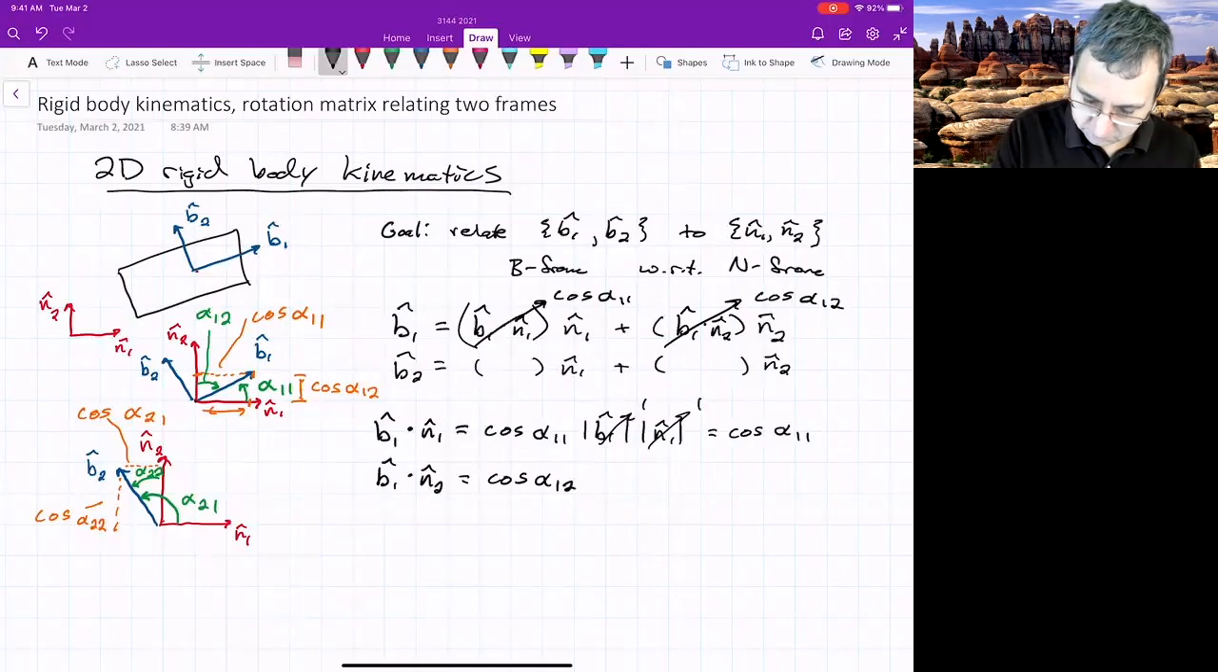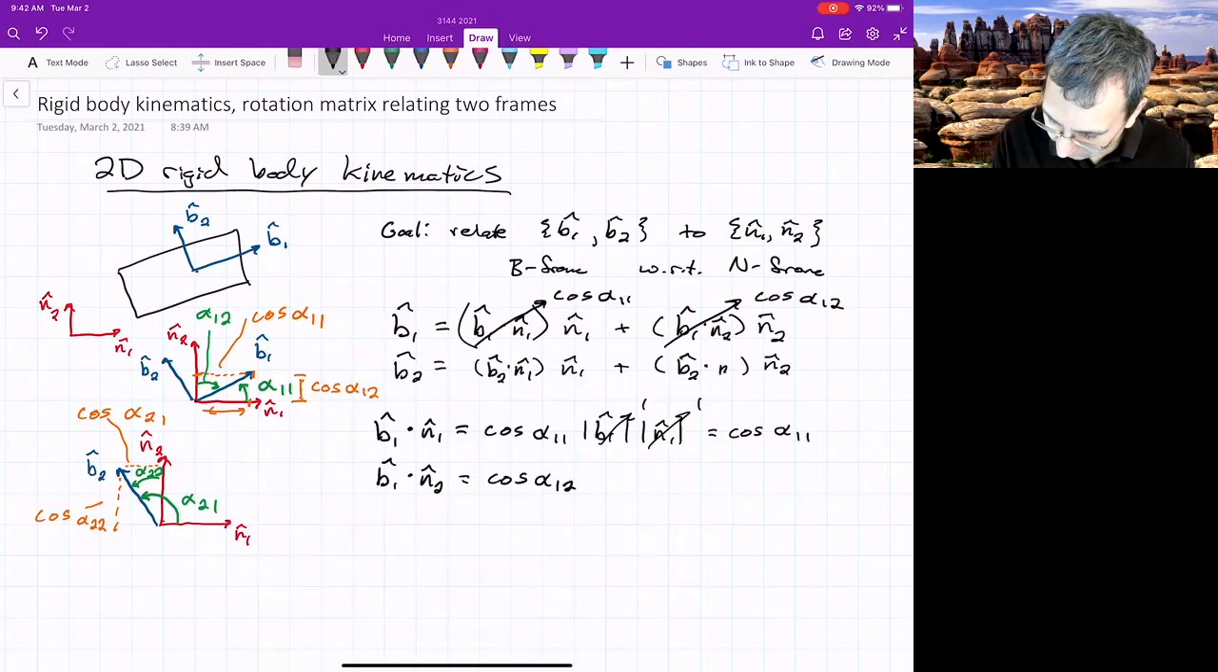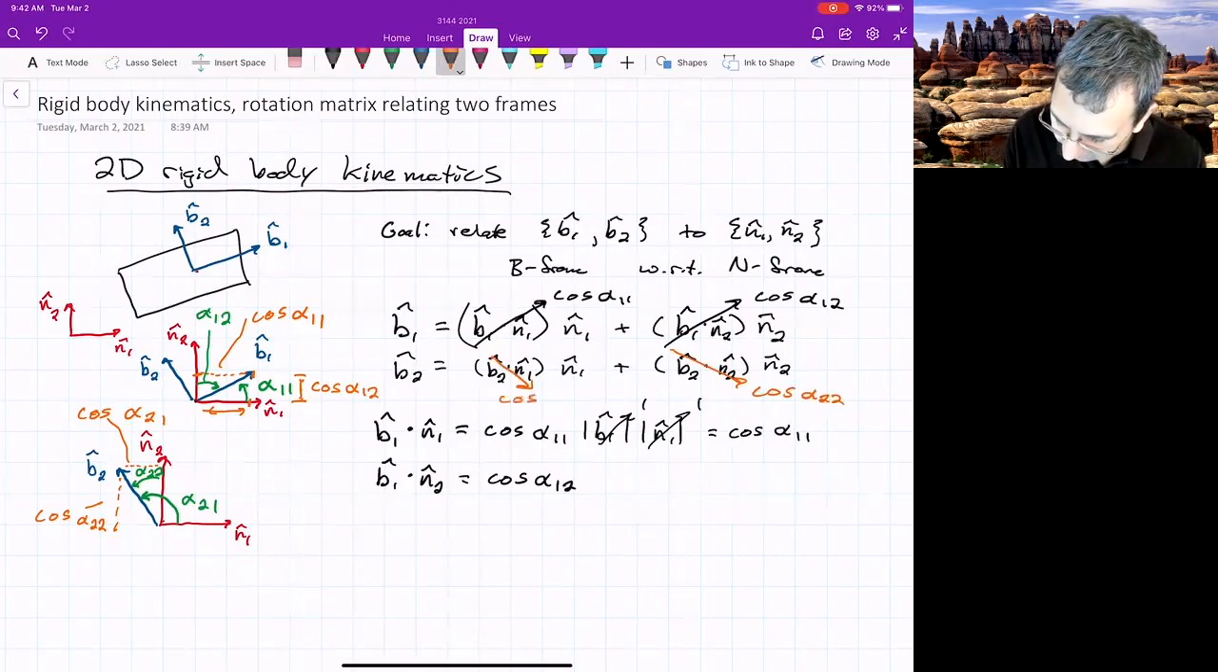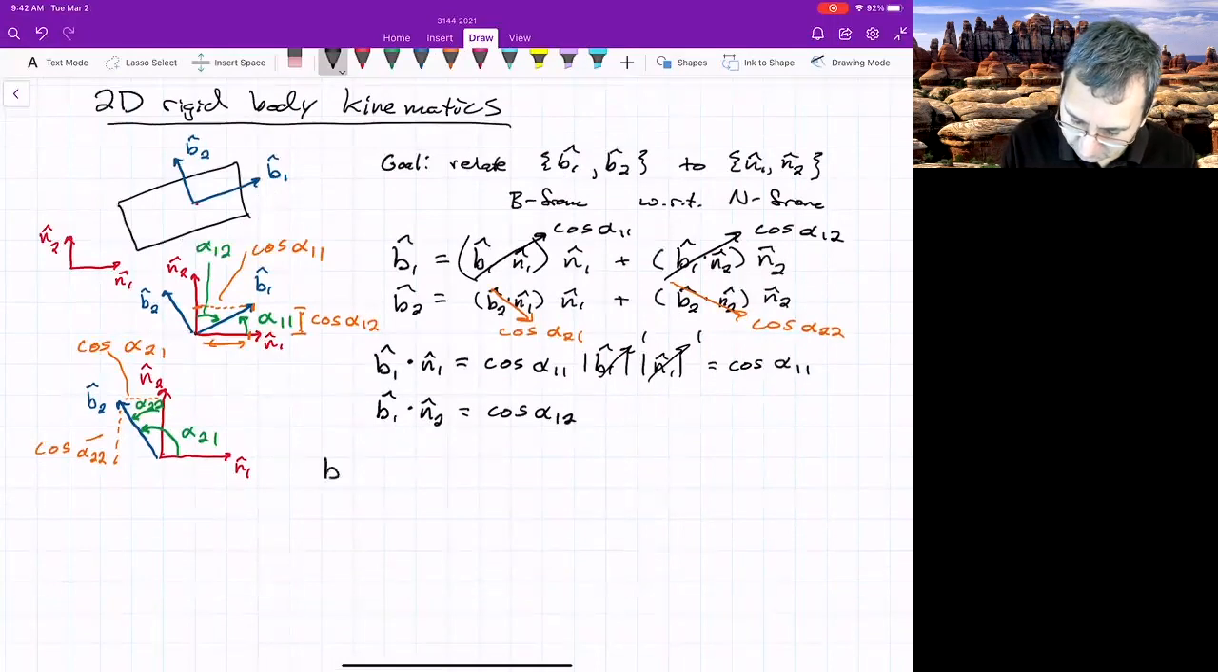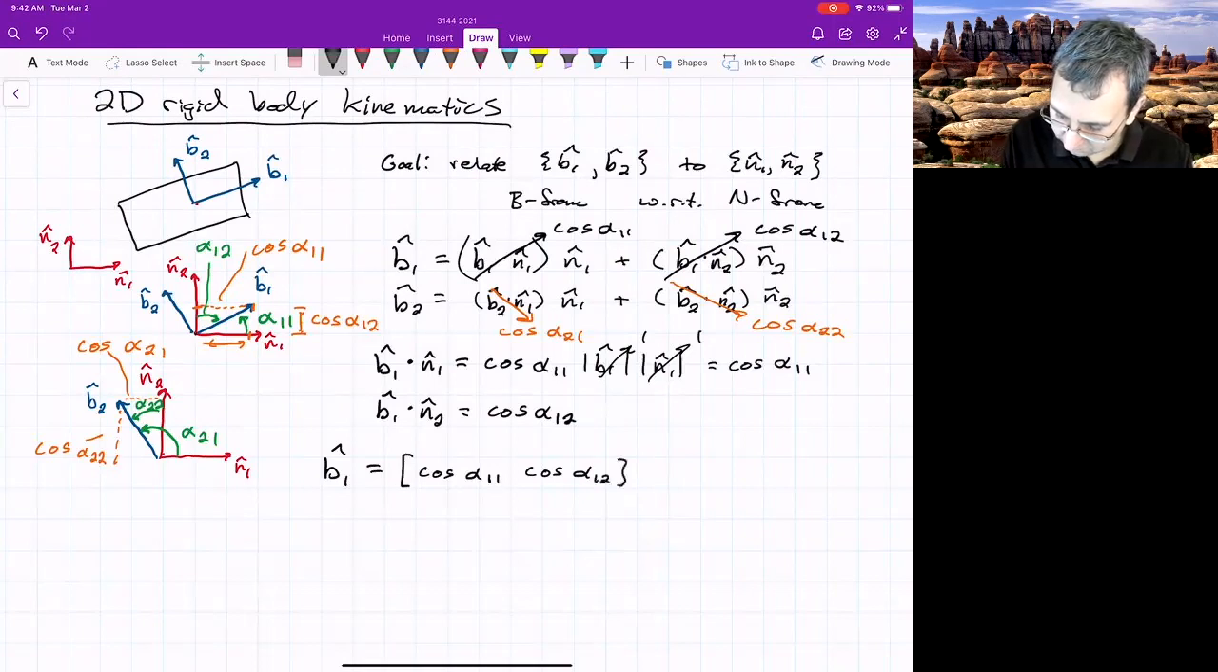So then we could fill in all of the rest of these. This over here, this is B2 dotted with N1, B2 dotted with N2, and then just fill in what it is. It's cosine alpha 2, 2, cosine alpha 2, 1. All right. So we've got B1. We'll kind of summarize this. B1 equals, we'll write it in this sort of weird matrix form. Cosine alpha 1, 1, cosine alpha 1, 2 times, and now this is a bit odd.